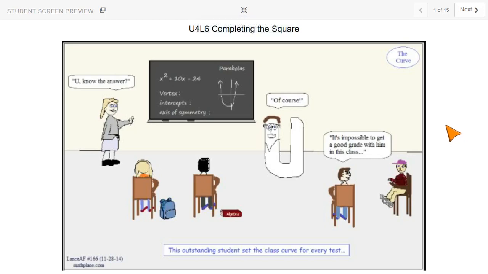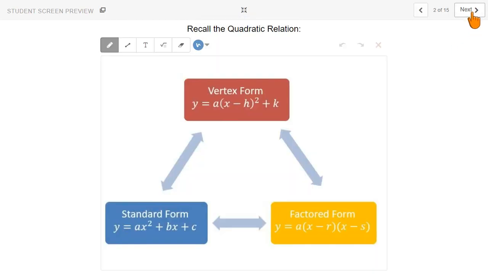Today's lesson is on completing the square. Recall that when we talked about the quadratic relation, we said that the quadratic could be written in three different ways. We could have the vertex form, the standard form, and the factored form, and each of the ways has a purpose. Now, going from vertex to standard form, similar to going from factored to standard form, in both cases, we would need to expand.